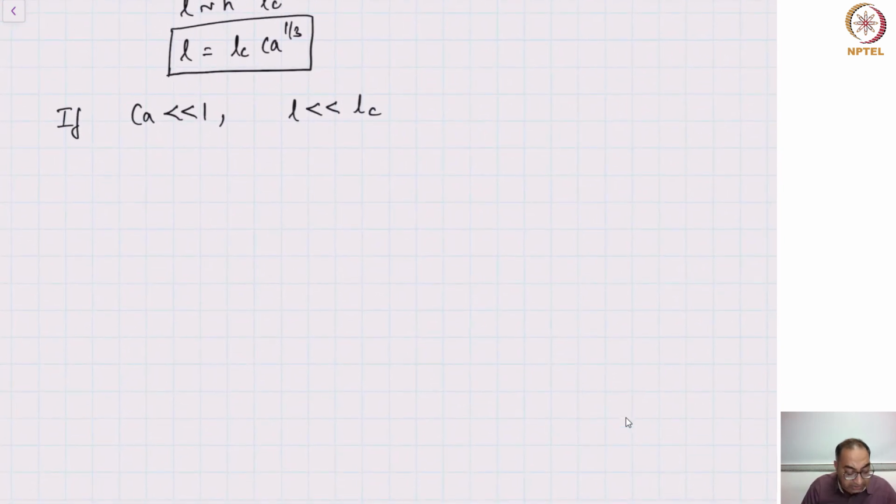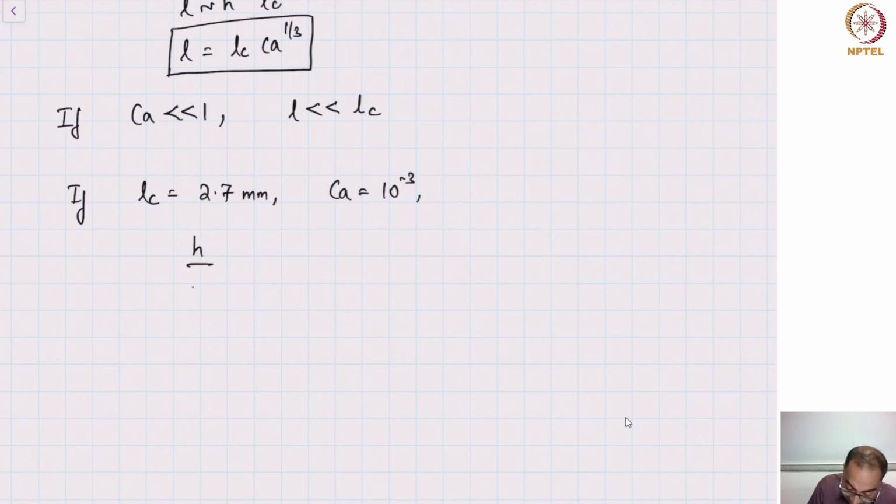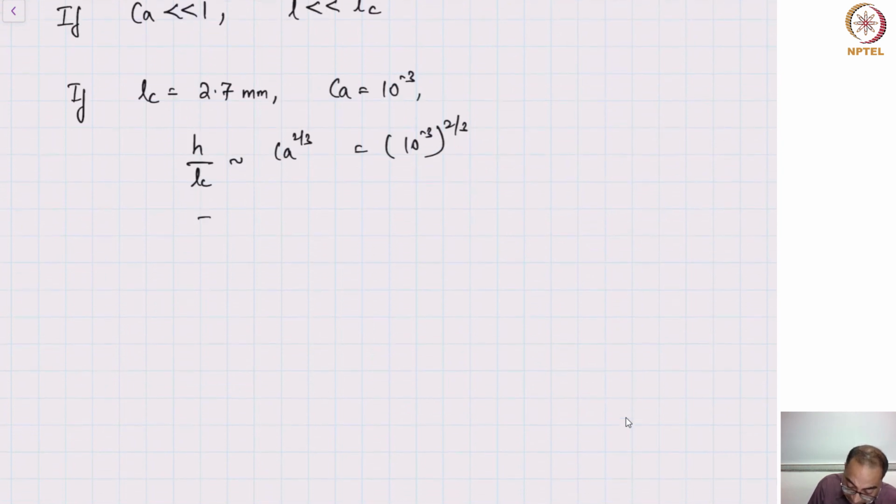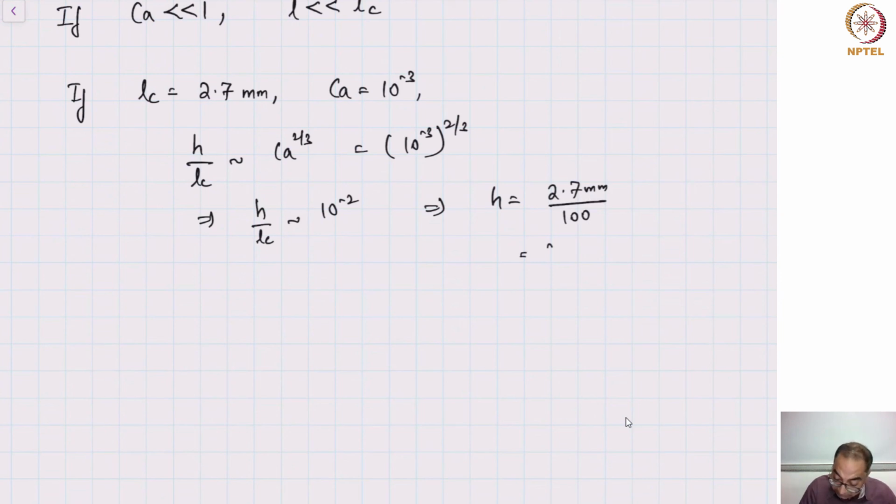Now we can make some estimates as well. If LC is 2.7 millimeters, capillary number is 10 power minus 3, then we get H by LC goes like capillary power 2 by 3, which is nothing but 10 power minus 3 power 2 by 3, implies H by LC is 10 power minus 2, and therefore H will be LC, which is 2.7 mm by 100. This is 27 micrometers.